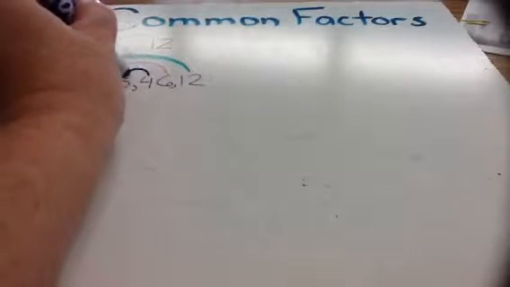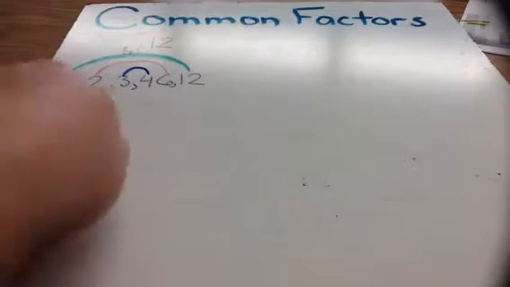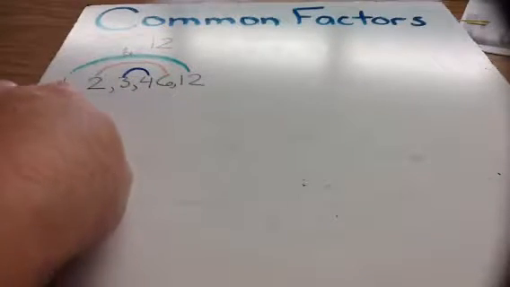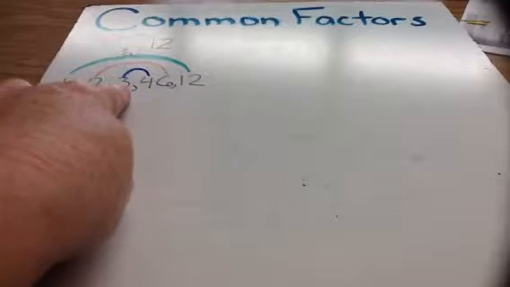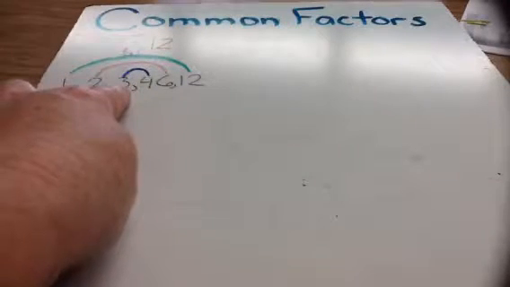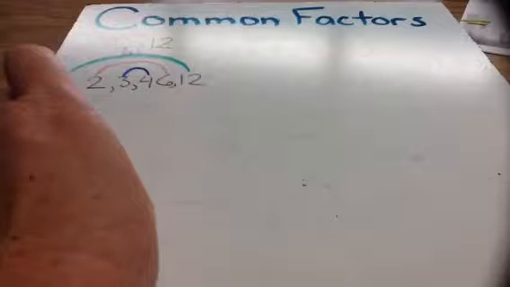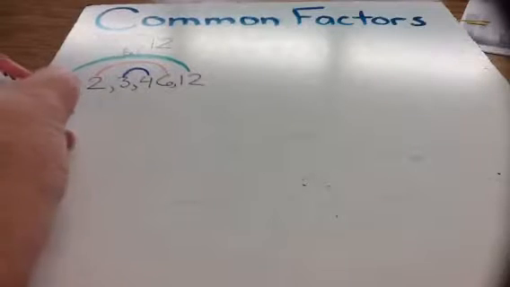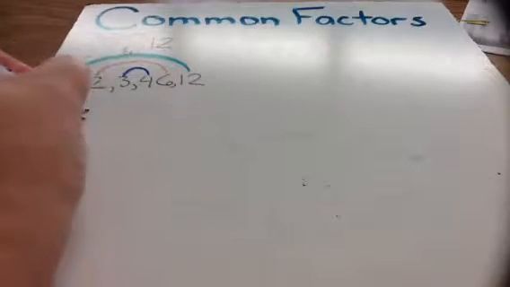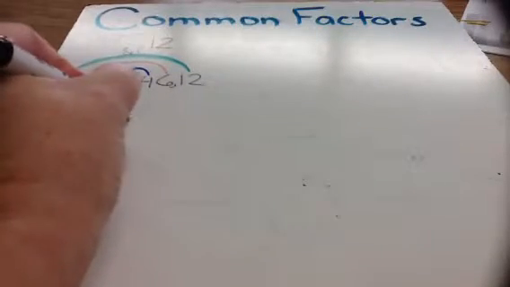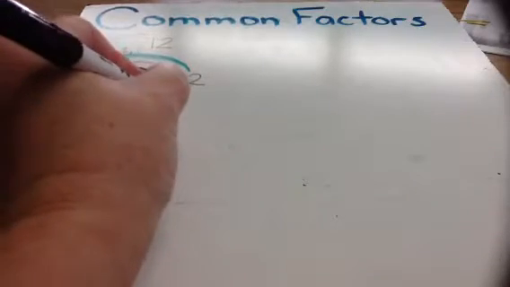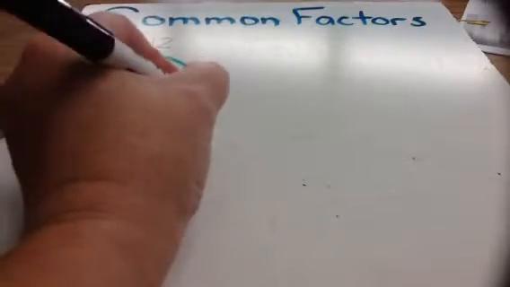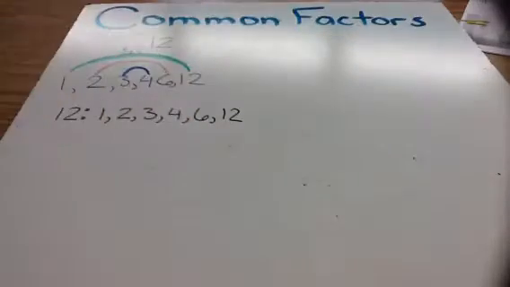I know that I'm done making my rainbow because when I start with my left, my counting numbers are 1, 2, 3. My next number on my left would be 4, but it's already there on the right. So that's when I know I'm done. And that means all of my factors for 12 are 1, 2, 3, 4, 6, and 12.